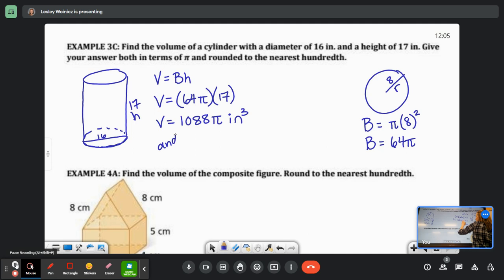I'm not going so fast. I just wrote inches cubed. Gosh. 3,418 point what?